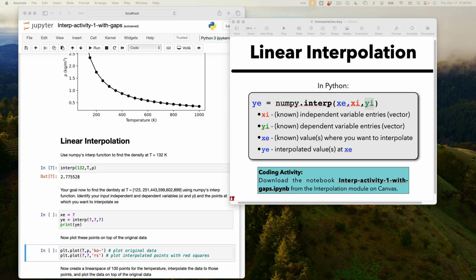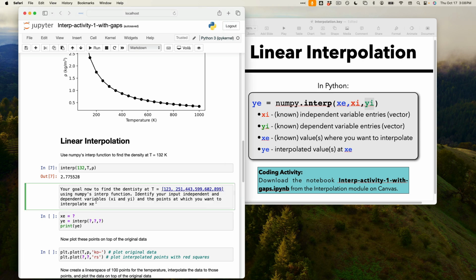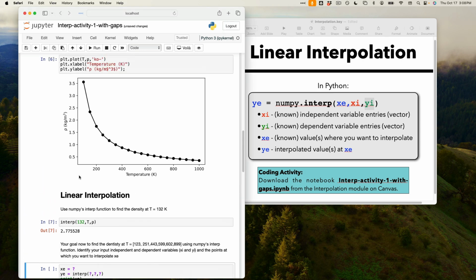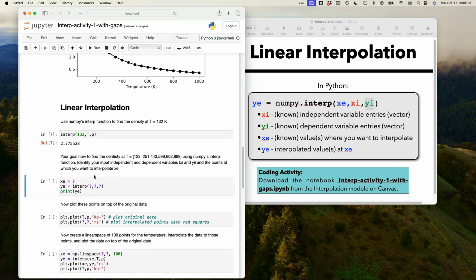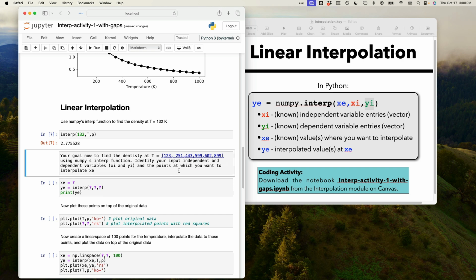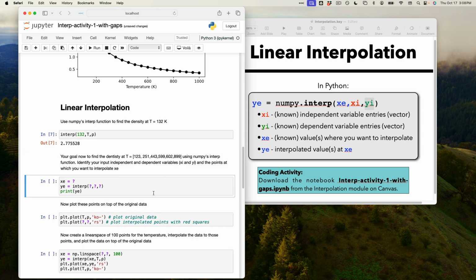All right, so we did this for a single value. Good. It gave us 2.775. Now, instead of finding it for a single value, I want to find it for a bunch of values: 123, 251, 443, 599, 602, and 899. What do you think we should do? Yes, because you were first. Was that what you suggest, Gretchen?